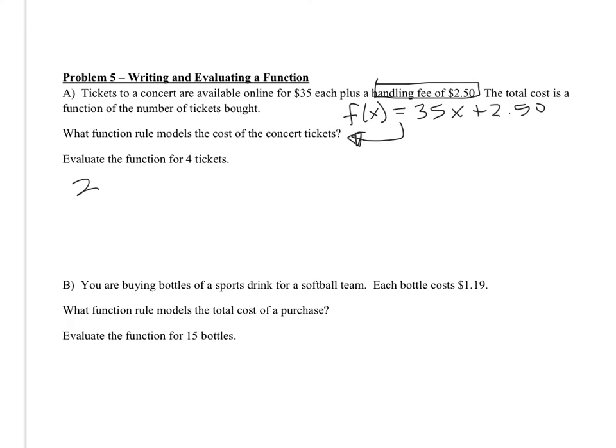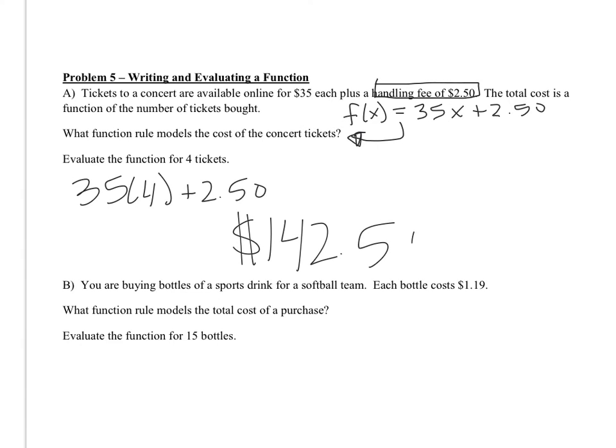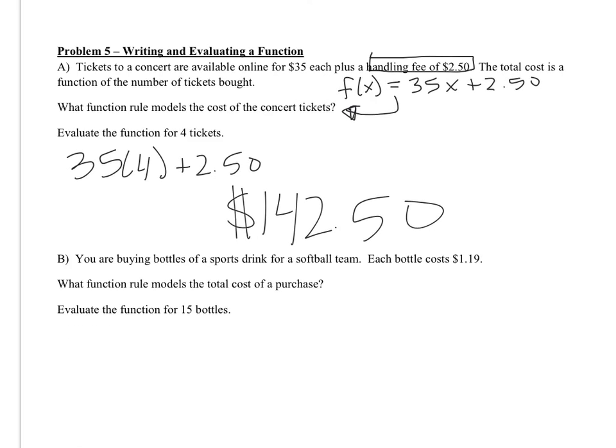Now what if you know for sure you're going to be buying 4 tickets? So your input is 4, so you're plugging 4 in for x. So if you do 35 times 4 plus 2.50, it costs $142.50. Pause the video and do the last question by yourself, and then you have a great, grand, wonderful day.